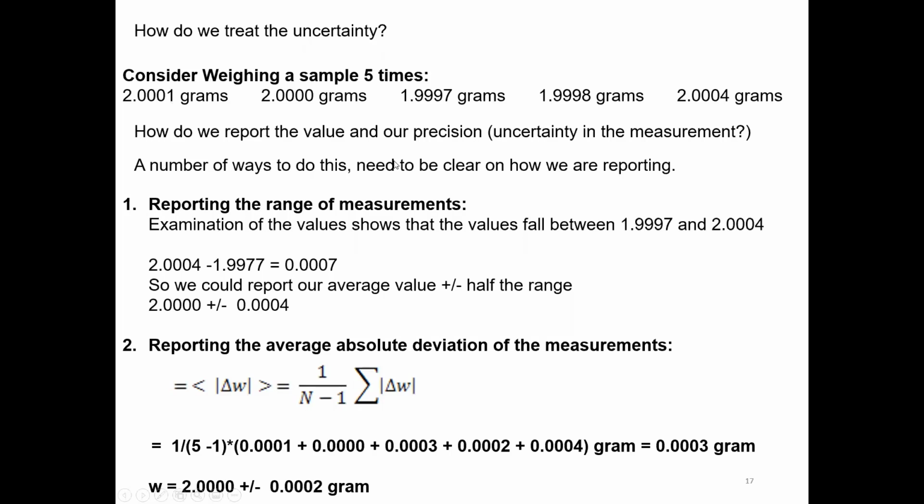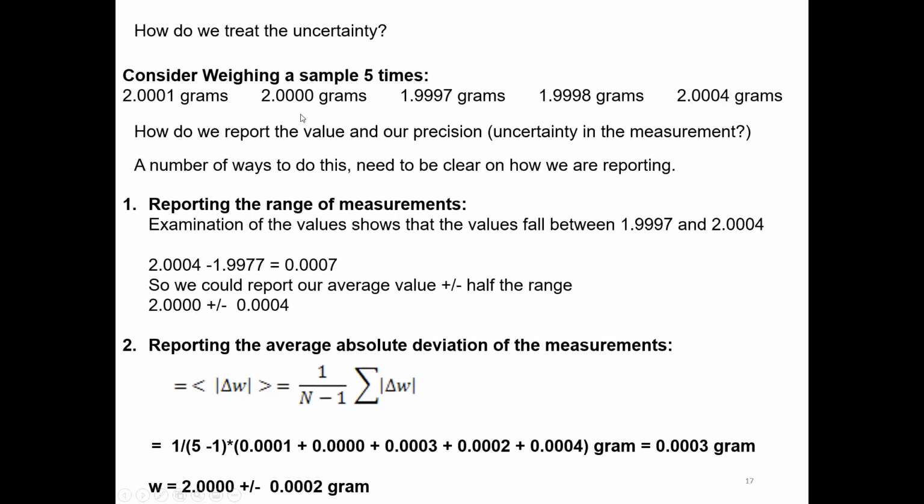So when I put my sample onto the analytical balance, it's a very sensitive balance, right? If you guys used that before, the analytical balance can measure up to 0.0001 gram. So when I repeat the measurement 5 times, I get 5 different results. Then we can report the range of the measurement. So we take the highest measurement amount here, which will be 2.0004, and the lowest, take the difference, that will be 0.0007. Then we could report the range.